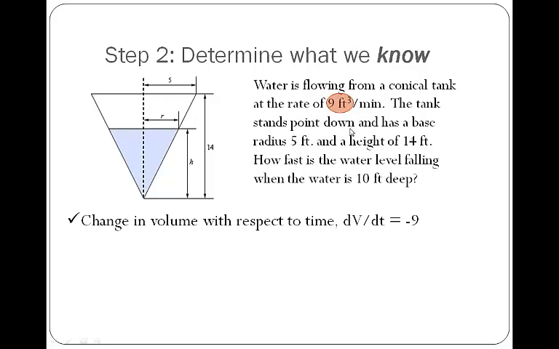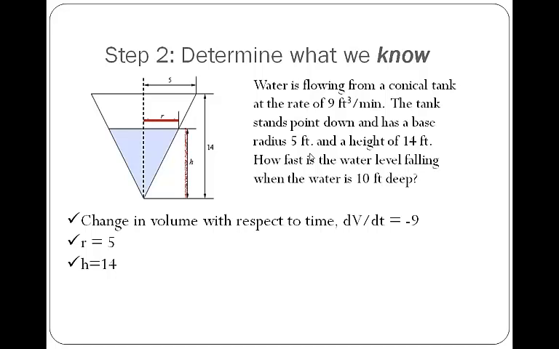Now, the tank stands point down and has a base radius of 5 feet. So that tells me, of course, that my radius is 5. And it also tells me that the height of the cone is 14, so I know that. And what I'm trying to figure out is how fast the water level is falling when the water is 10 feet deep. Okay, now I need to somehow be able to relate radius and height together.